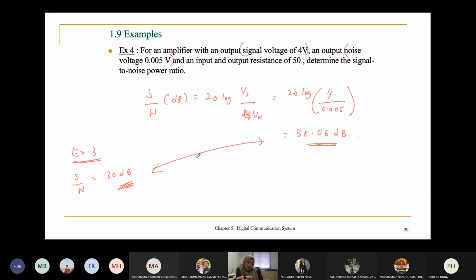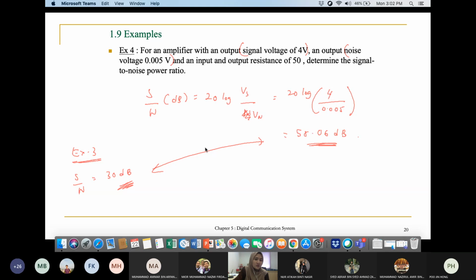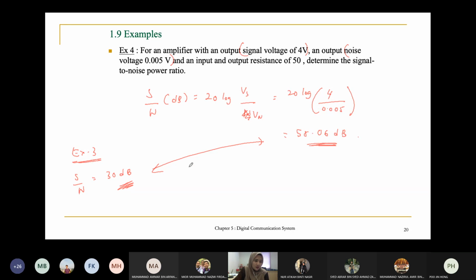Okay, so kalau dekat sini maybe awak agak confused sikit, but saya bagi contoh, sebab tadi ramai yang cakap example 3 better. In example 3, you have signal to noise ratio equals 10 log 10 divided by 0.01. So that's why you get 30 dB. This is the noise power, 0.01.